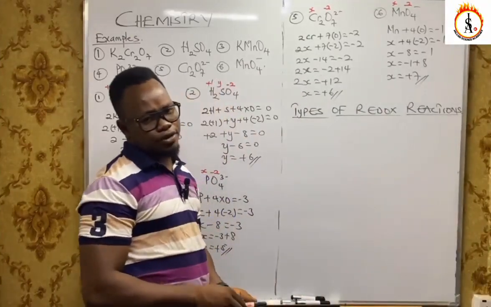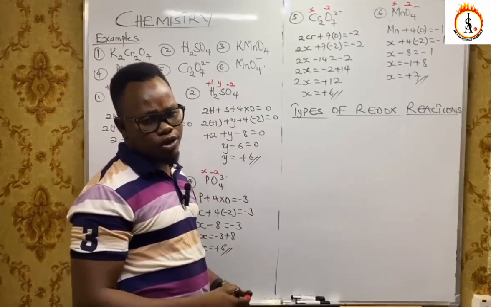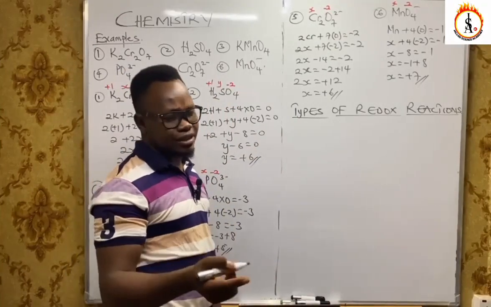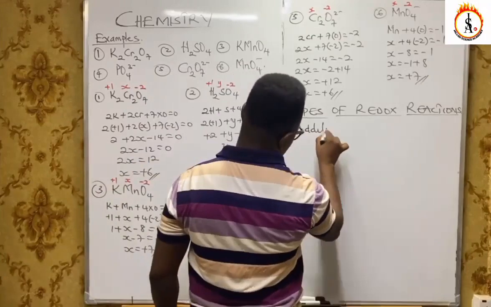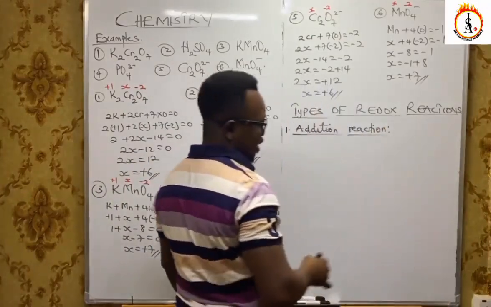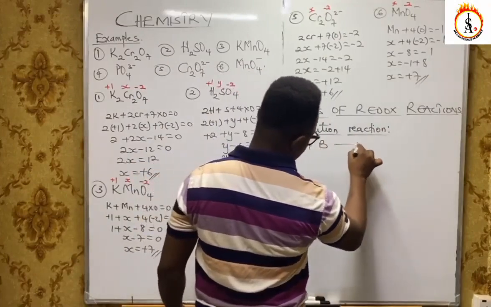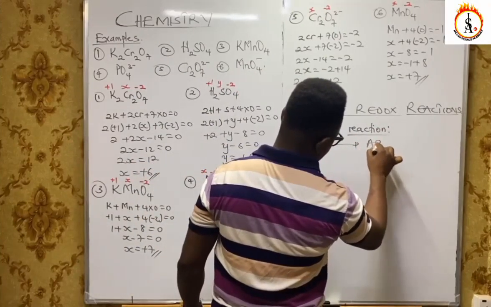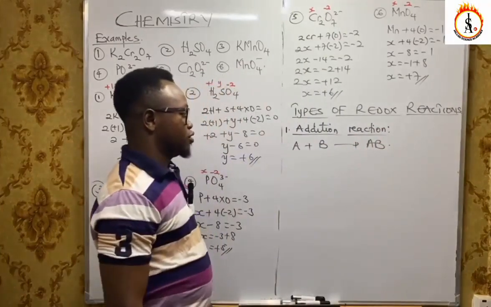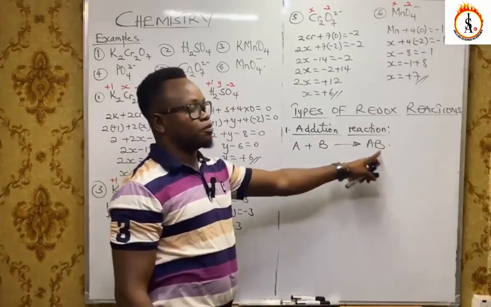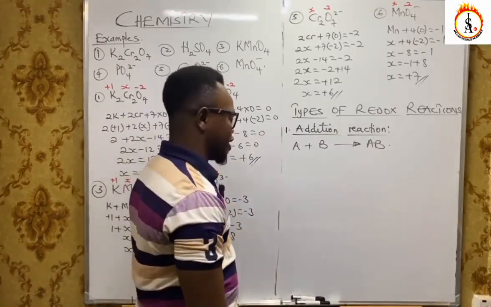So let's look at some types of redox reactions. Under the types of redox reactions, the first one we are going to look at is addition reaction. In an addition reaction, you have a species reacting with another species to give you a single product. So we have here A that will react with B to give us AB.